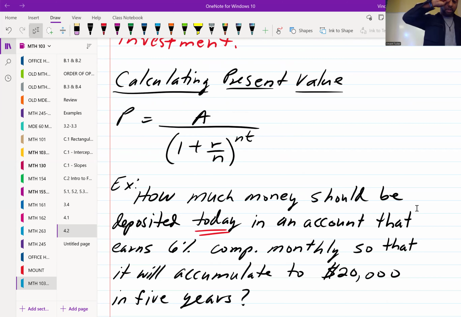All right, so how much money should be deposited today in an account that earns 6% compounded monthly so that it will accumulate to $20,000 in 5 years? So once again, you got to pay attention to keywords. They're going to tell you if they want you to find a future value or they want you to find out what's going to be deposited today. That means you're talking about present value.